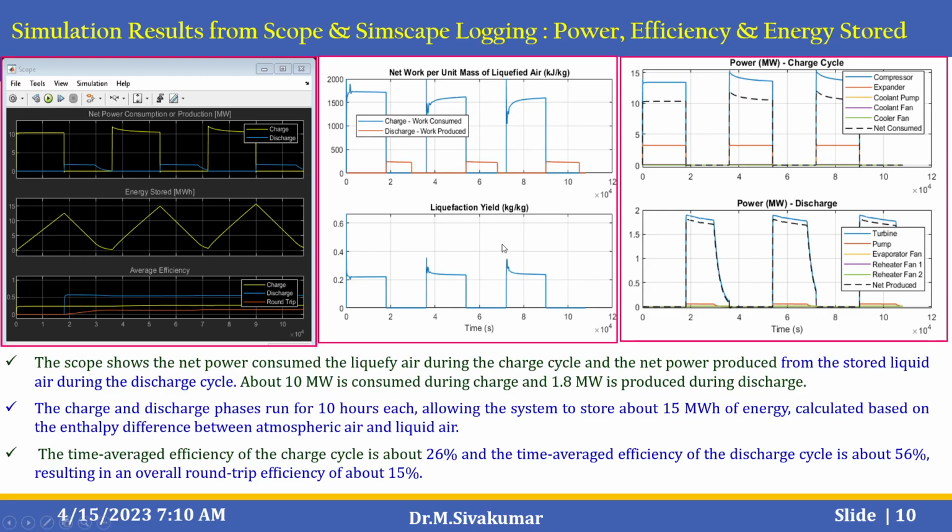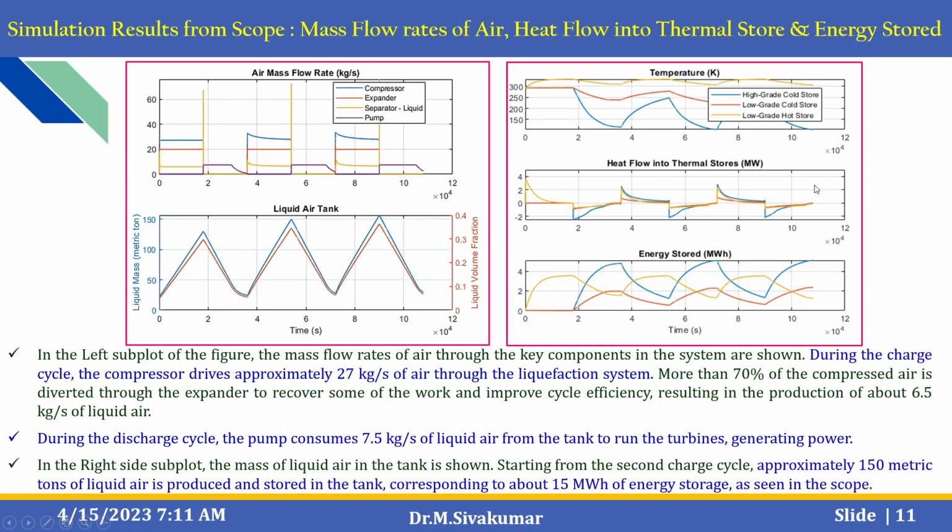This is the second one. The charge and discharge phases run for 10 hours each, allowing the system to store about 15 megawatt-hours of energy, calculated based on the enthalpy difference between atmospheric air and liquid air. The third one is the time average efficiency of the charge cycle, which is about 26%, and the discharge cycle, which is about 56%, and finally the round trip efficiency is about 15%.